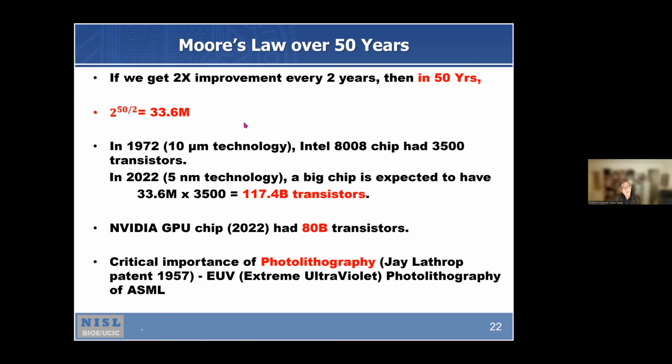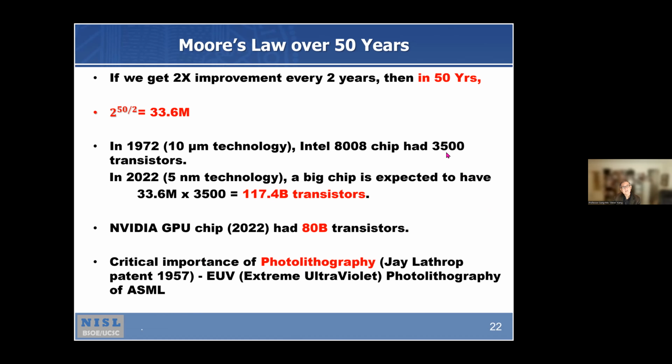How did it happen? Well, innovation involved photolithography. J. Lathrop, when he was at TI, patented it in 1957. Now we have extreme ultraviolet photolithography from ASML and other companies. So there are a lot of components in the manufacturing of an integrated circuit, right?